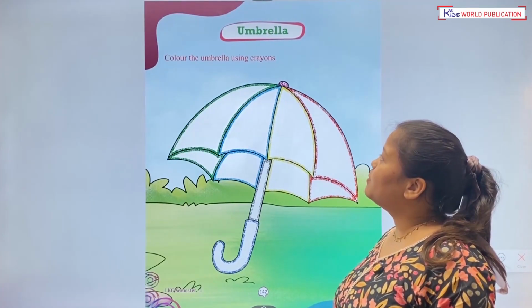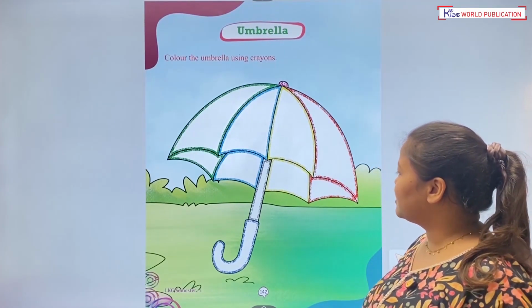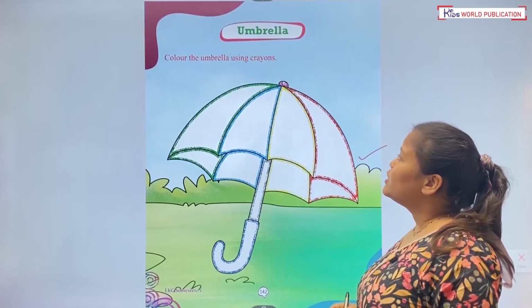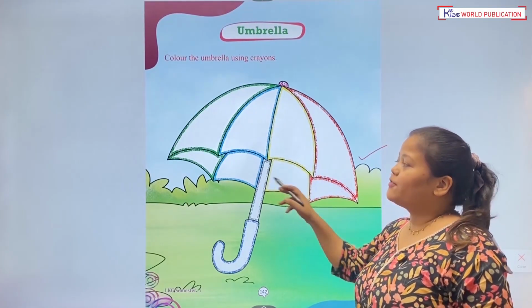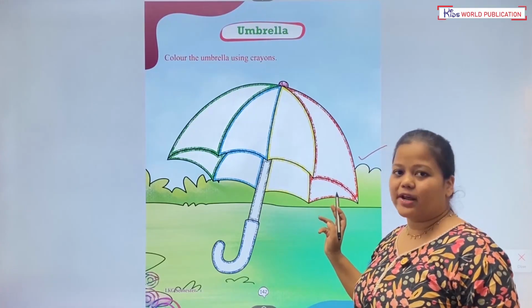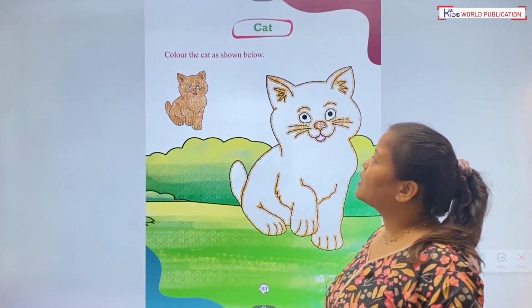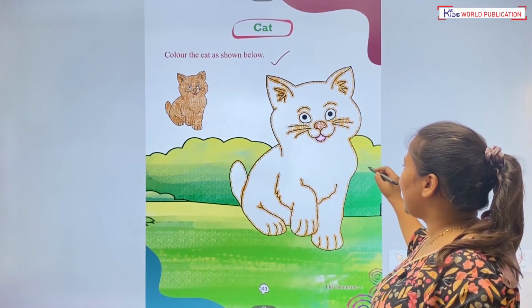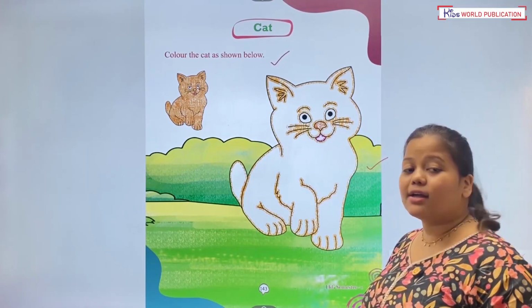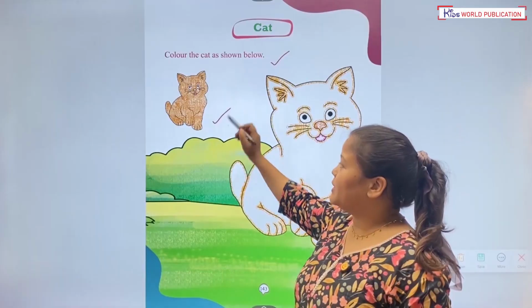Umbrella. Color the umbrella using crayons. So kids, here you can see an umbrella. So you will use crayons to color it, and color reference is also given in the umbrella. Cat. Color the cat as shown below. So kids, here you can see a cat is drawn. So you will color the cat as shown in the picture.